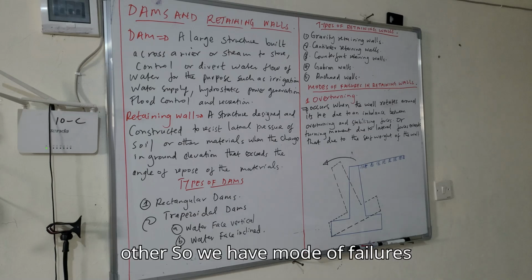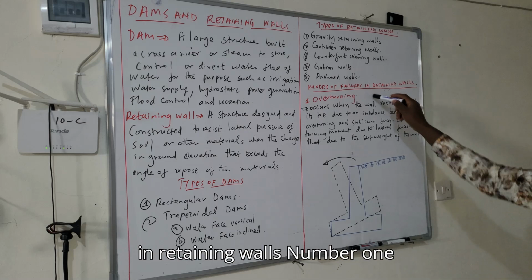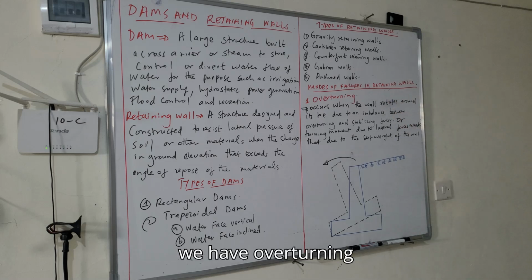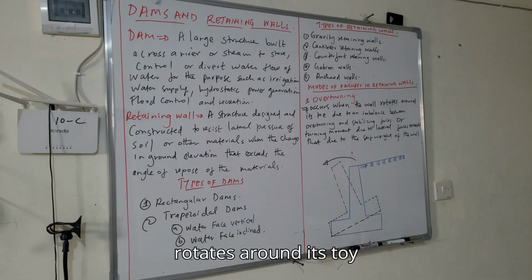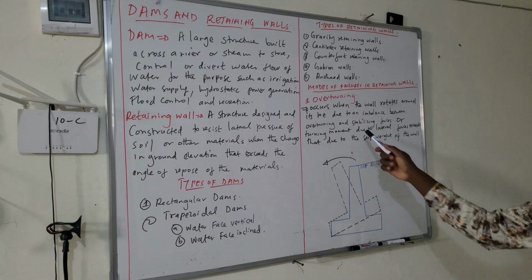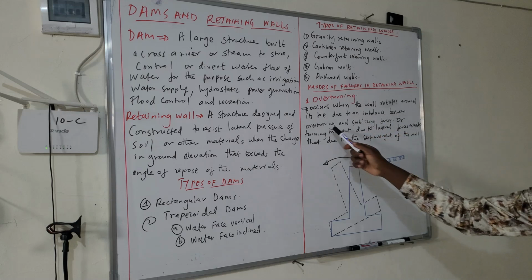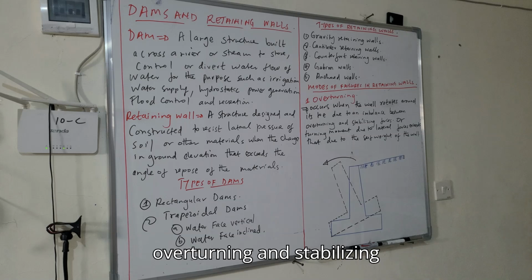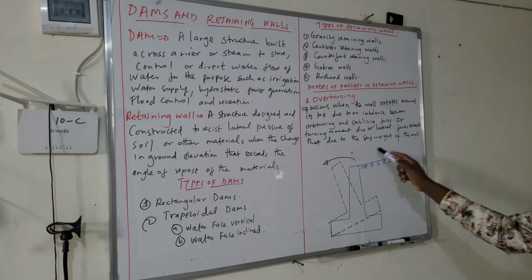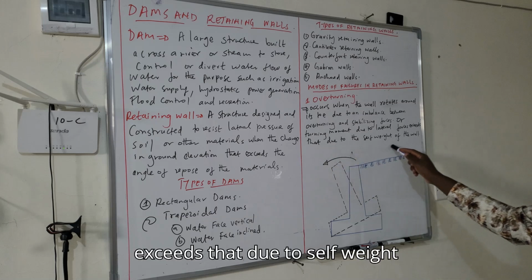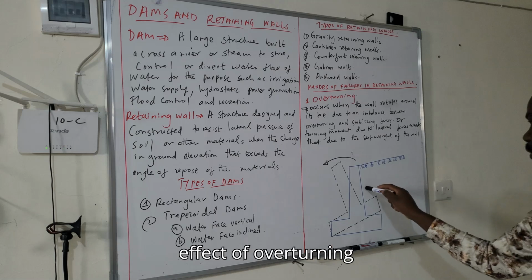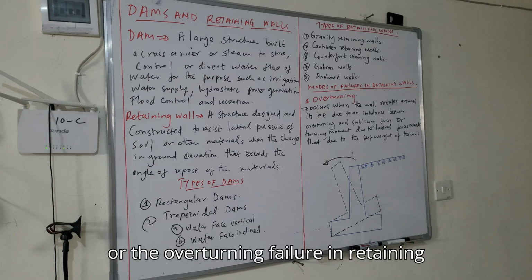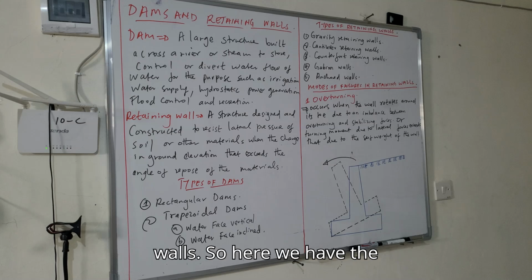So we have modes of failure in retaining walls. Number one, we have overturning. Overturning occurs when the wall rotates around its toe due to an imbalance between overturning and stabilizing forces, or when the turning moment due to lateral forces exceeds that due to the self-weight of the wall. So this is the overturning failure in retaining walls.